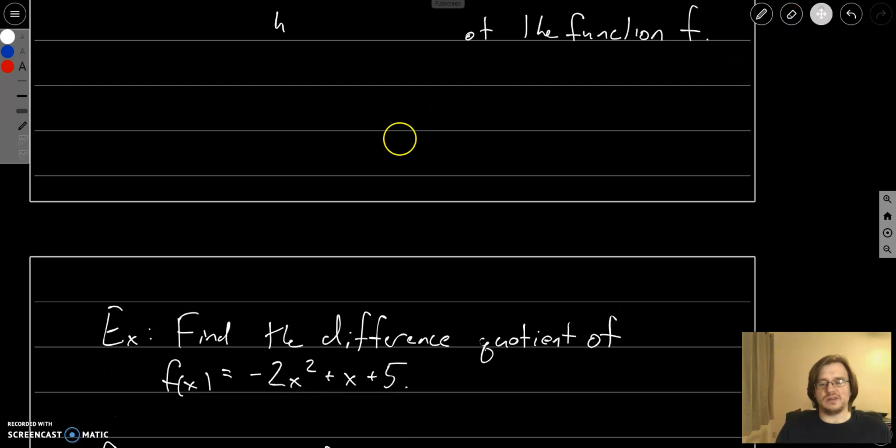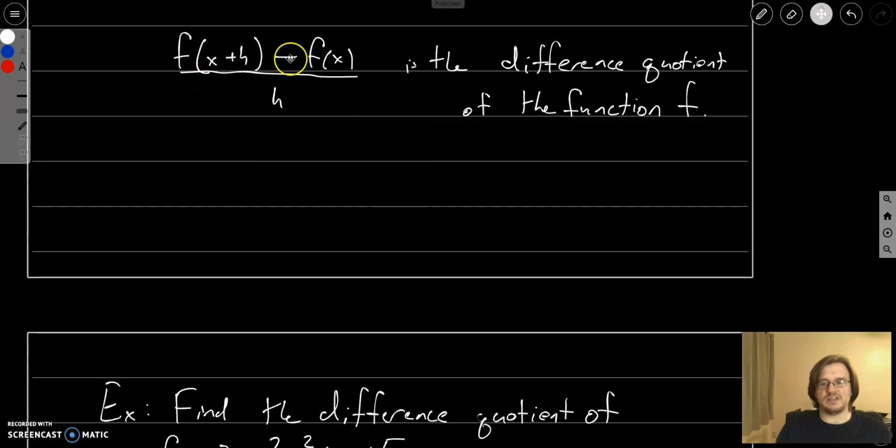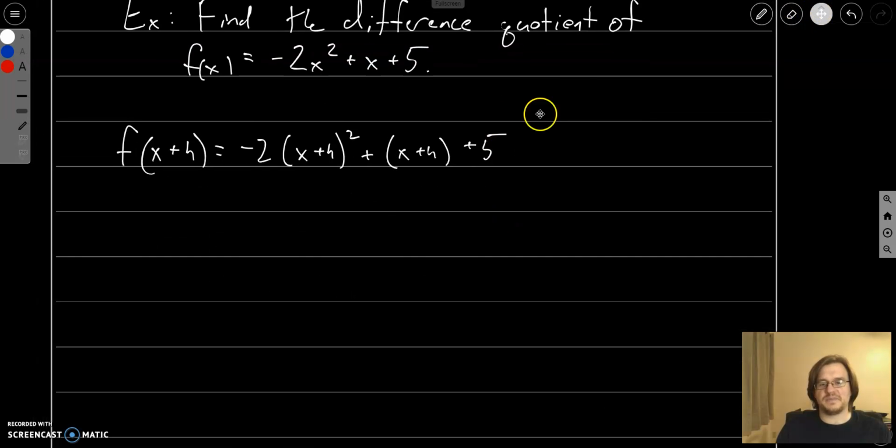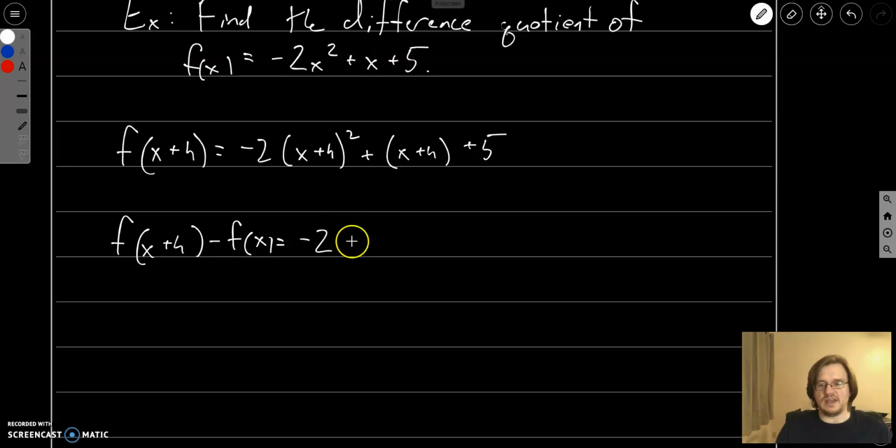So when we come back up to our formula, we've got f of x plus h minus f of x, all divided by h. I'm just going to focus on this top bit for now. We've found f of x plus h. Let's simplify f of x plus h minus f of x. I can write this whole thing down again. So this is going to be negative 2 times x plus h squared, plus x plus h, plus 5. And I'm going to subtract f of x, which is this guy.